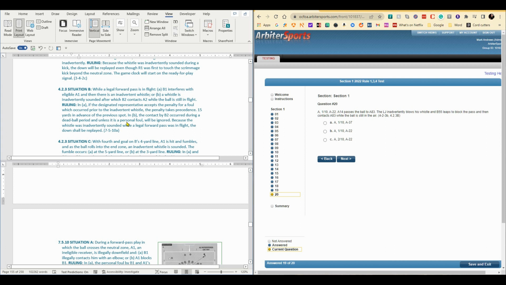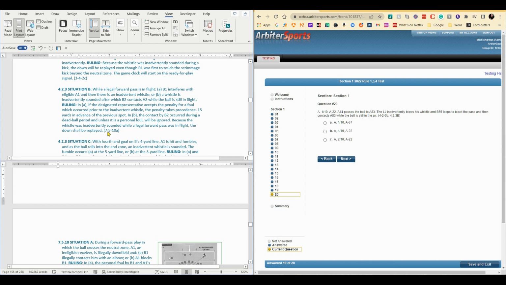And unless the contact by B55 comprised a personal foul, which would be a dead ball personal foul, it will be ignored because the whistle was inadvertently sounded while the forward pass was in flight. Now, I don't know why the rule doesn't say that, but it doesn't. Anyway, the down shall be replayed.